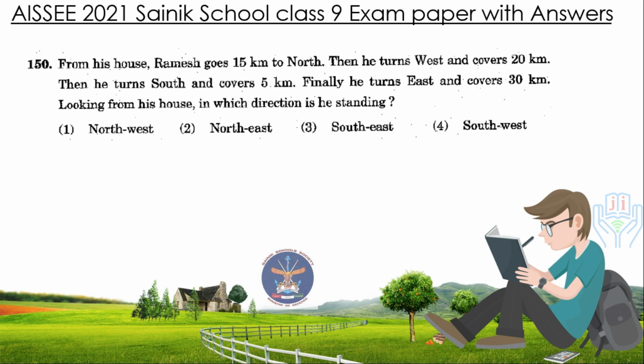From his house, Ramesh goes 15 kilometers to north. Then he turns west and covers 20 kilometers. Then he turns south and covers 5 kilometers. Finally, he turns east and covers 30 kilometers. Looking from his house, in which direction is he standing?